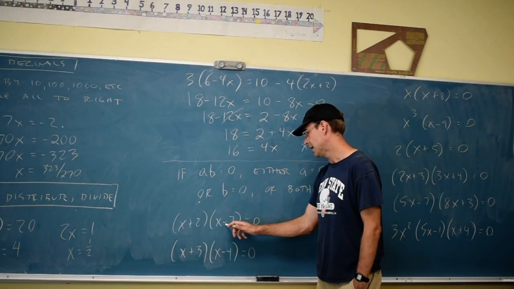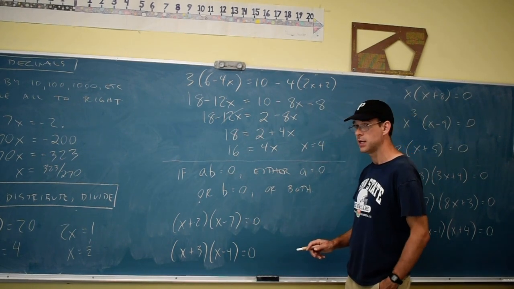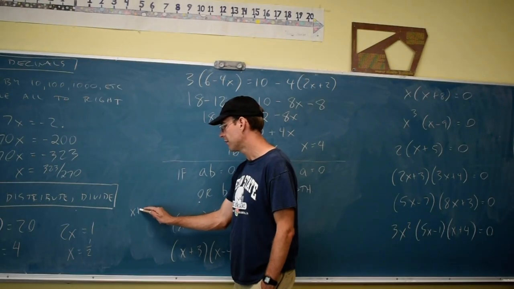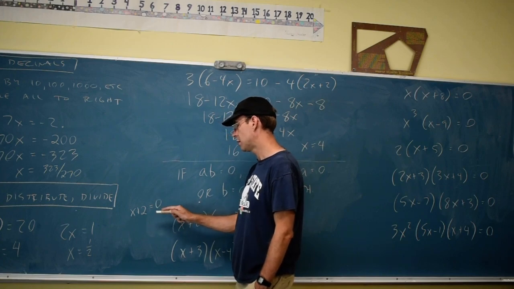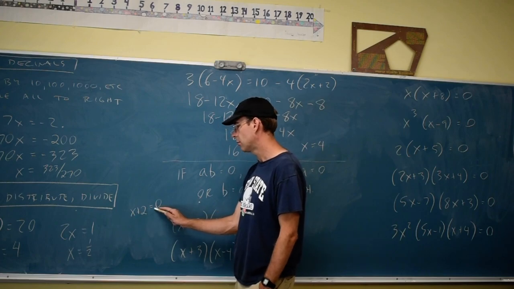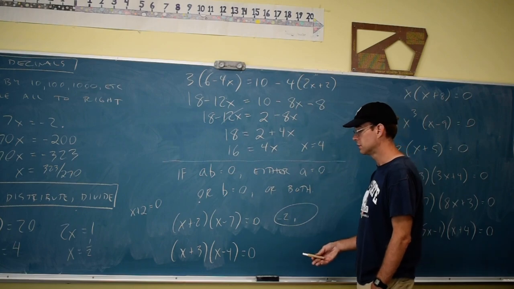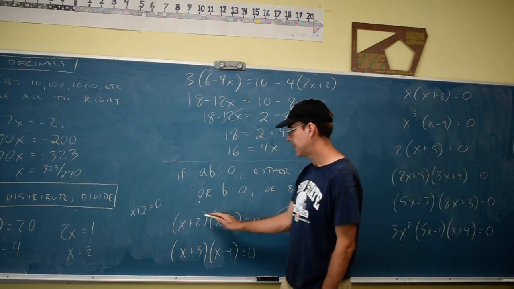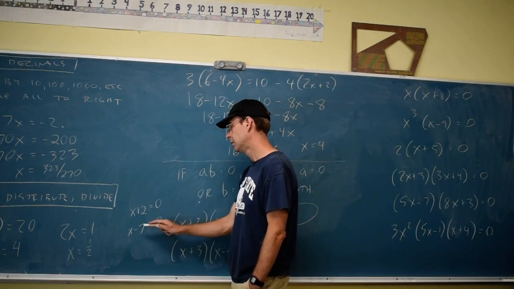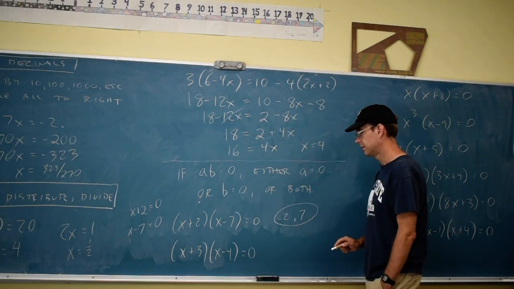So if this times this makes 0, one way you could do this is just take each piece on a little bit of a walk. Take the x plus 2 piece on a walk over here. x plus 2 equals 0. Do an opposite, subtract the 2. This x would end up being -2. -2 is one of those answers. Take the x minus 7, go on a walk, let that equal 0. Do a little bit of math on that. Do an opposite, add 7, you come up with 7.